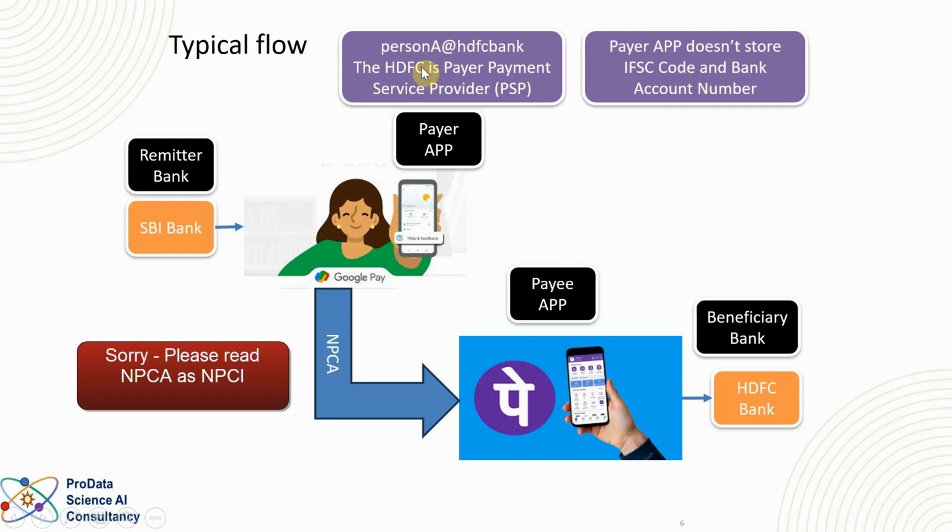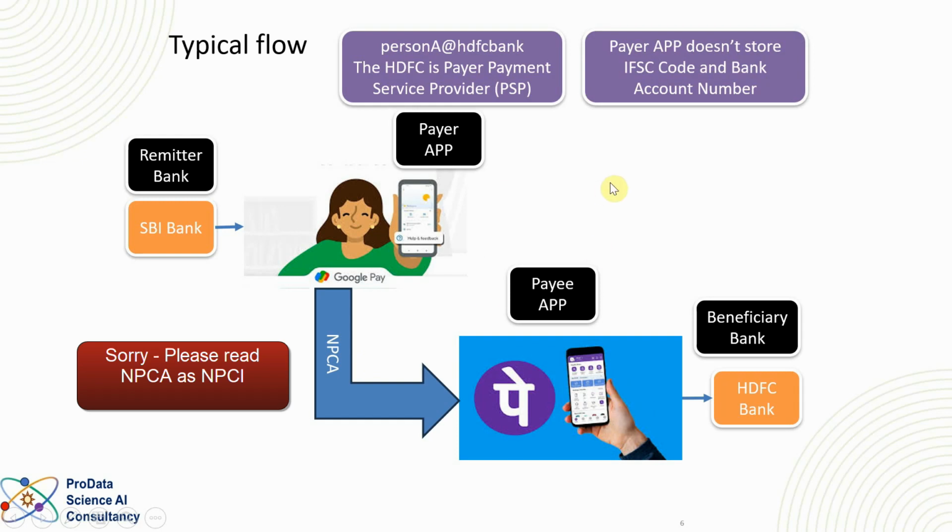But here it is HDFC which is facilitating. The moment this person swipes or scans a QR code, Google Pay sends this message to HDFC, and HDFC in turn sends that message to SBI that okay, this is the money that needs to be deducted.